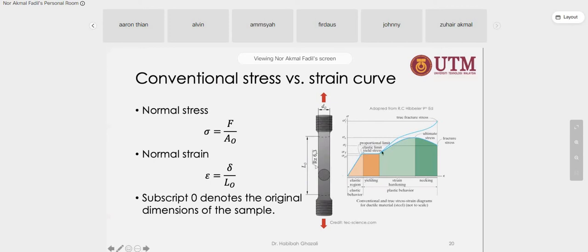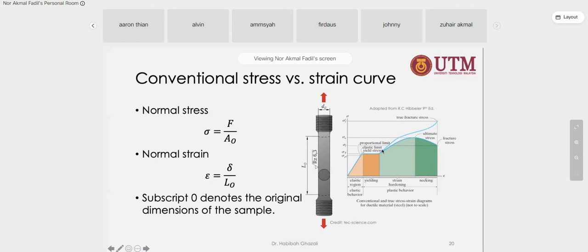Otherwise, your metal will start to slip. If you have a structure with a specific shape and you give a load beyond this limit, plastic deformation will start to occur. Below this limit is elastic deformation, the elastic region. With a further increase in load, what happens is strain hardening.